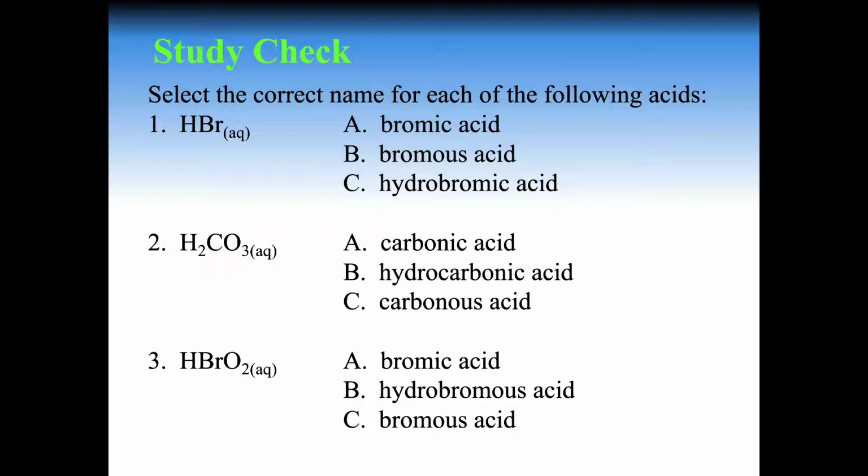So select the correct name for each of the following acids. Remember, if it doesn't have an oxygen, it's hydro. So I know that that's C, right? This one is a carbonate, right? So if it's an ATE, it's got to be IC acid, right? Because ITE turns into OUS, ATE turns into IC. And this has oxygen, so it's not hydro, it's got to be A, right? Carbonic acid. This one has an oxygen, so no hydro, can't be B.